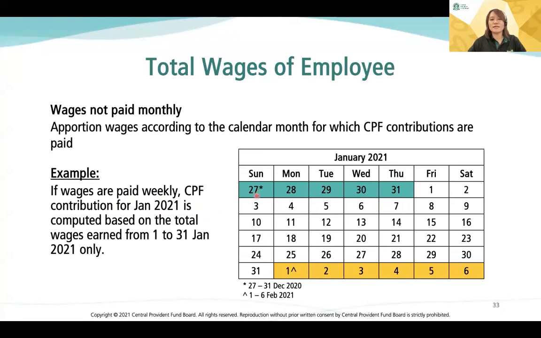If you paid your staff on 1st January, the CPF contribution for 27th to 31st December shouldn't be included in your January CPF contribution. Then if you pay your staff on the 6th of February 2021, similarly, the CPF contribution for January will only be up to 31st January. Anything that falls from 1st to 6th should be for the next month's contribution.